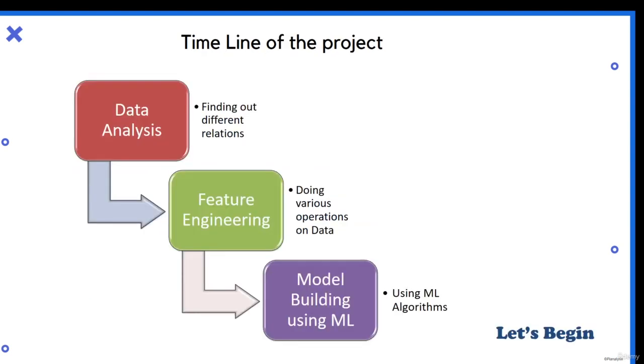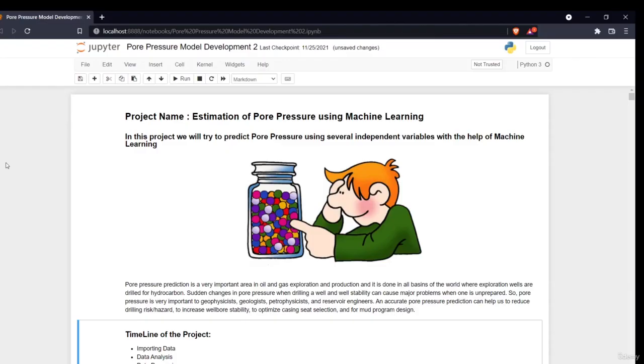So now this will be the timeline. First, we'll be doing data analysis, finding out relations and analyzing the data. Then we'll be doing some feature engineering, that is the data pre-processing part, doing different operations. Then we'll finally build the model. So this will be a very interesting project for all of you. So let's buckle up and move to the next section.